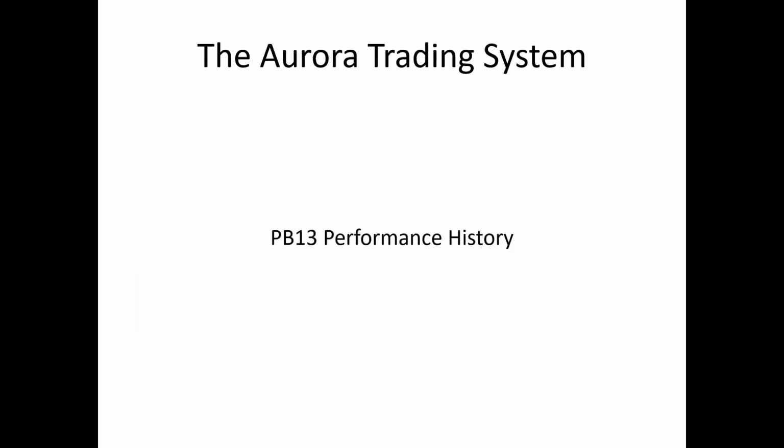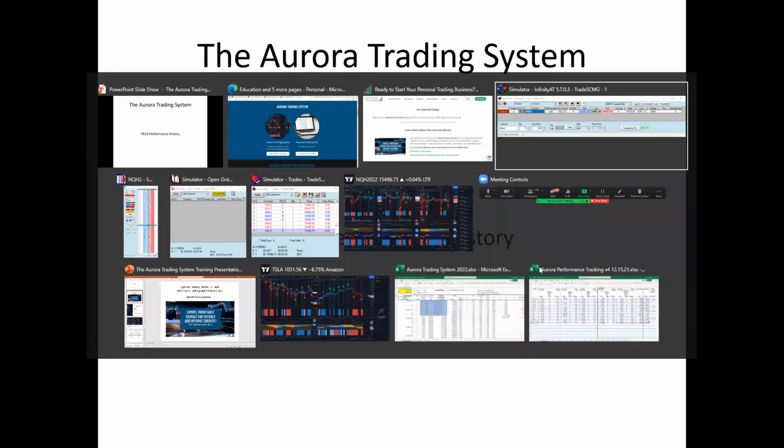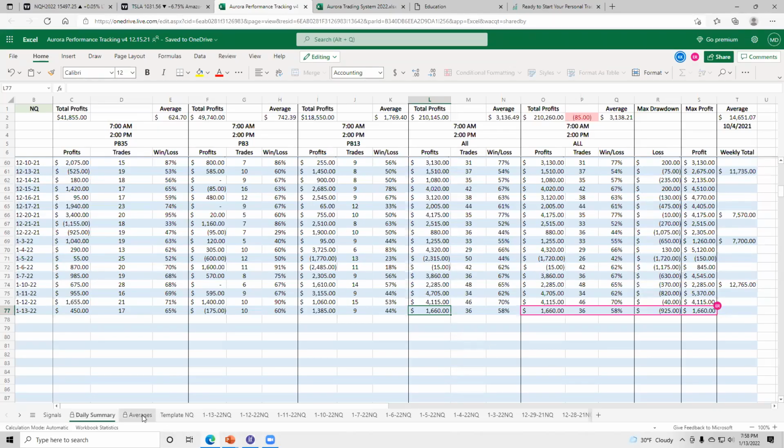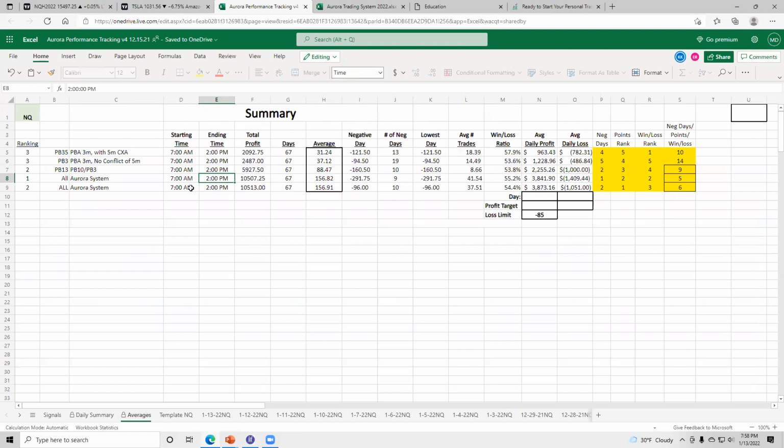All right, so let's take a look at performance history on Aurora, the PB13. So we track and trade from 7 a.m. to 2 p.m. Eastern. I'm going to change our information to the PB13. And we see that the PB13, over the course of time that we've been tracking, averages 89 points a day. That's an average of 89 points a day.